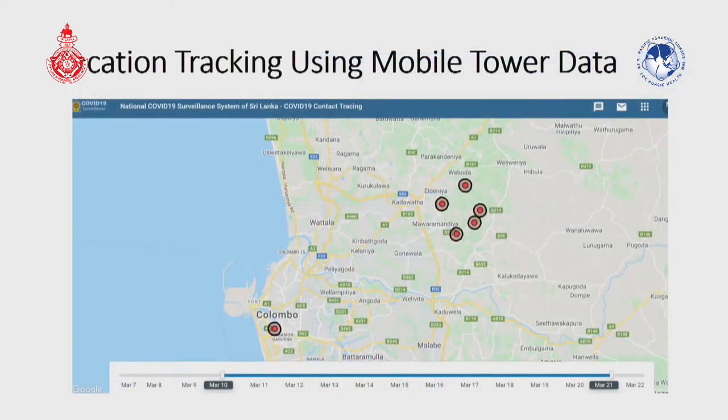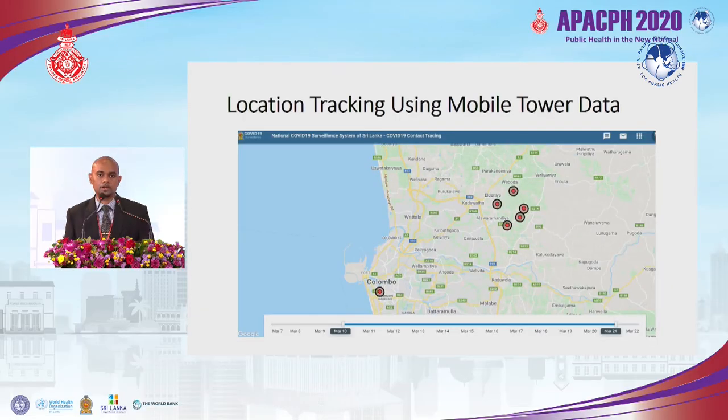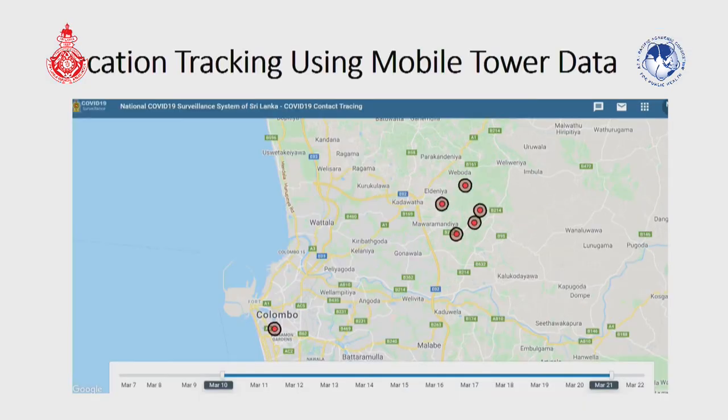And in addition, there was another integration with the telcos, the telecommunication companies, to assist in contact tracing, where, with the permission of the patient and the government, the public health epidemiology staff had the capability of tracking the location of a patient in a given period of time. As you can see here, within the last 2 weeks, we were able to see the locations the patient had traveled to, based on the locations obtained from telecommunication towers.